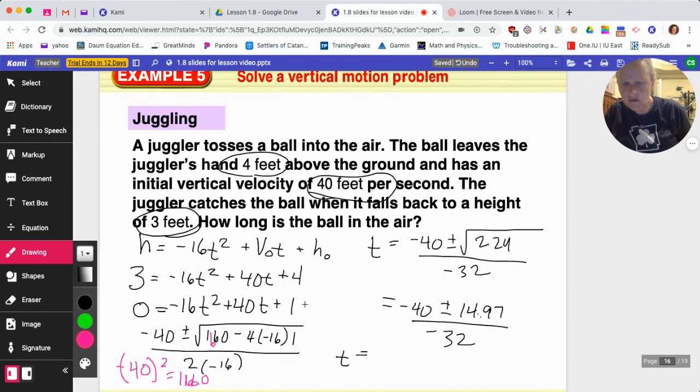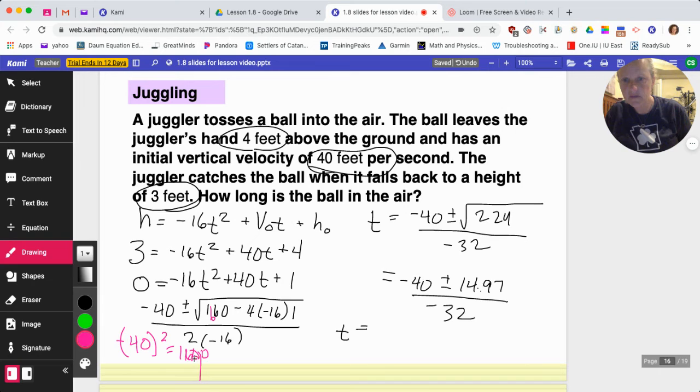I squared that wrong. Negative 40 squared is 1600. So 1600 minus 4 times 16, negative 16, 1664.